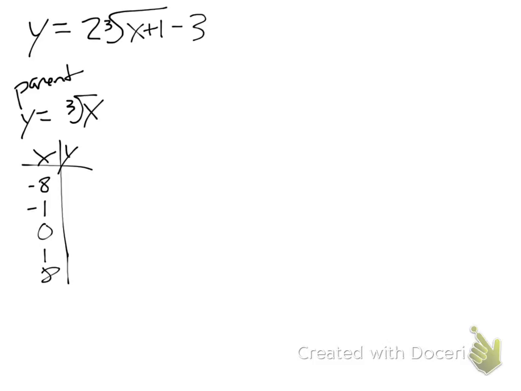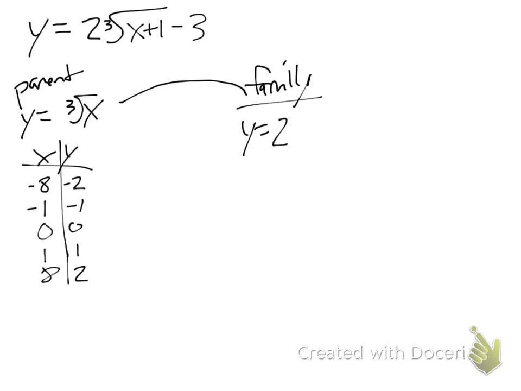Because you want to see this graph. And the answers to those: -2, -1, 0, 1, 2. Yes. Guys, parents will never change. Now, we go to the family. And what's happening? What's my a value? 2. So it's y equals 2 times the cube root of x. So that means that 2 does what to my graph? It's a vertical stretch of 2. Yes, guys, you need to have those words on the bridge.